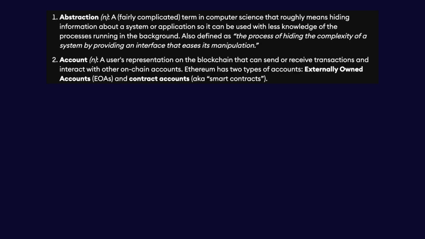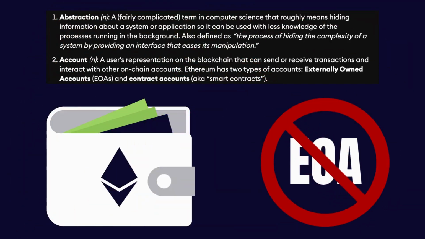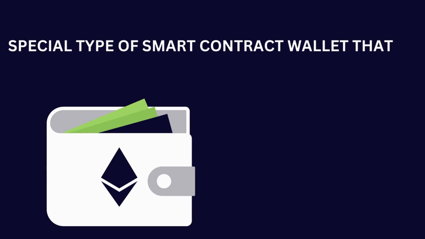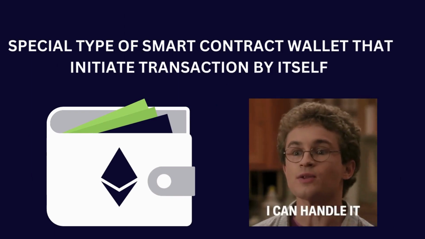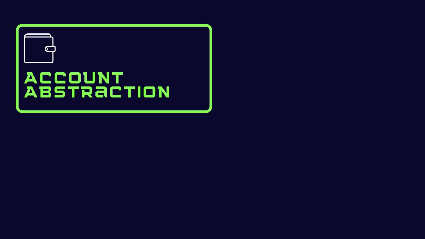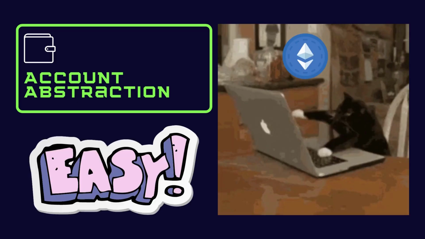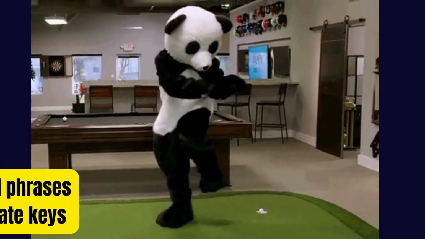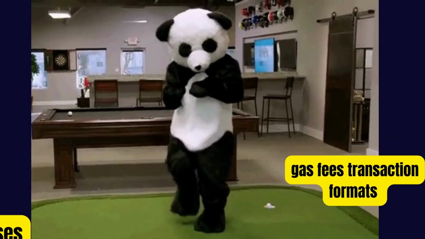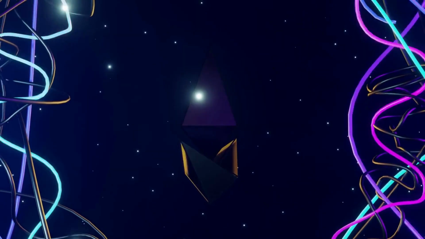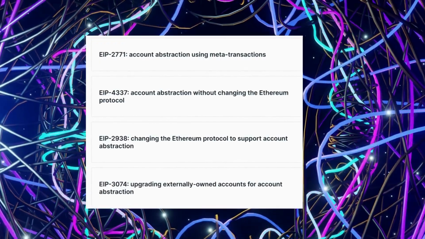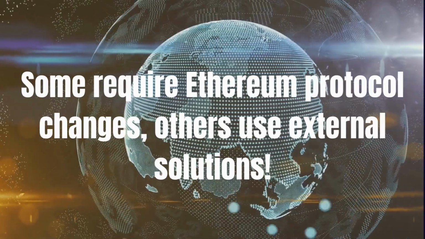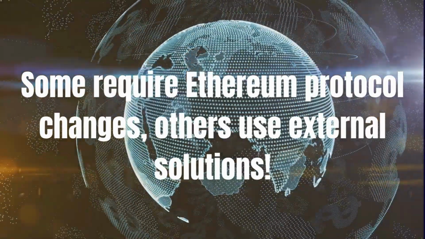With account abstraction, you can use a smart contract wallet instead of an EOA. A smart contract wallet is a special type of smart contract that can initiate transactions by itself, using any logic that you program into it. Account abstraction also makes it easier to onboard new users to Ethereum, because they don't need to worry about things like seed phrases, private keys, gas fees, or transaction formats. There are different approaches to implementing account abstraction on Ethereum, each with its own trade-offs and challenges. Some of them require changes to the Ethereum protocol, while others rely on extra protocol solutions.